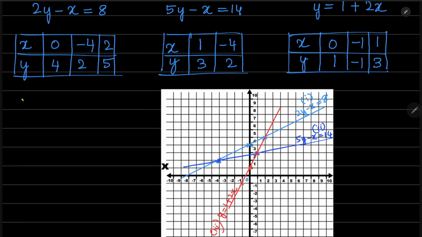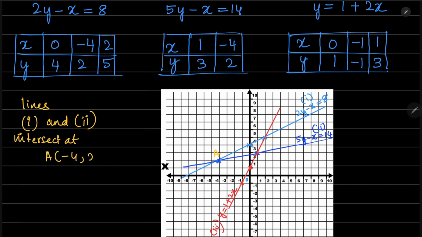So you can write the coordinates, right? So lines 1 and 2 intersect at, you can give it a point name A, (-4, 2).